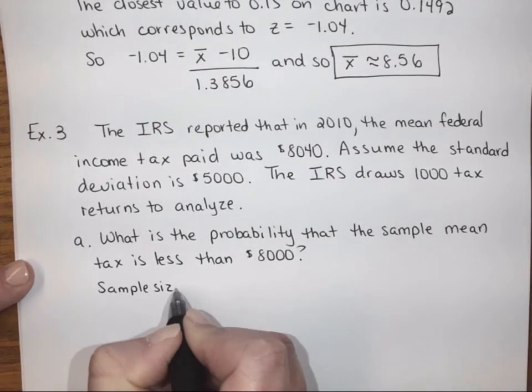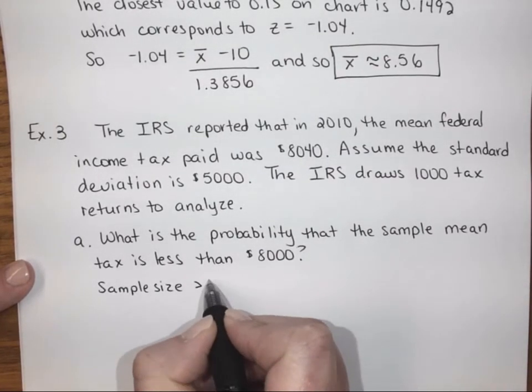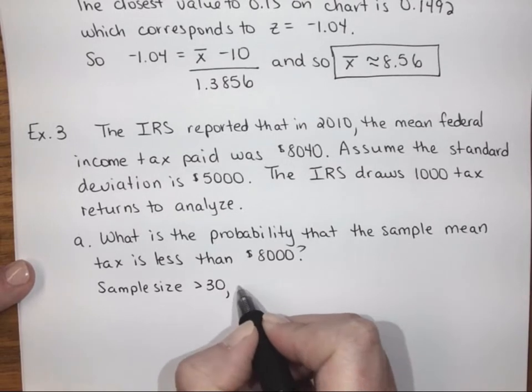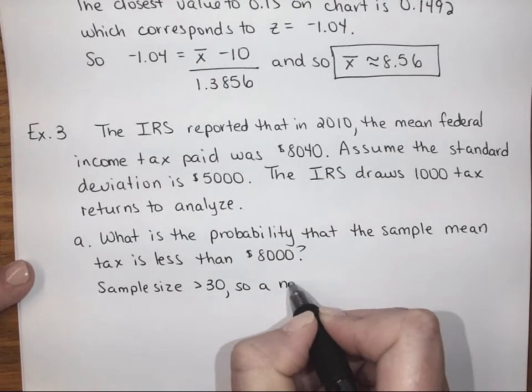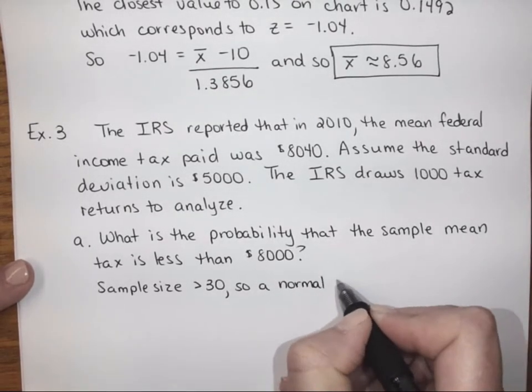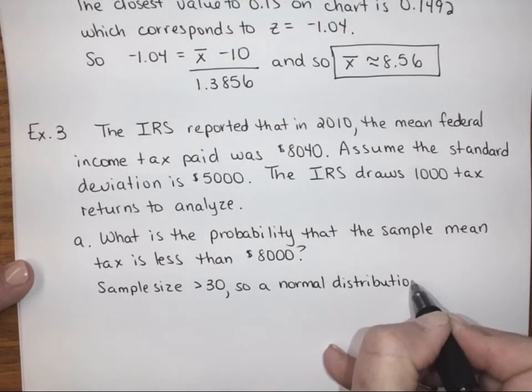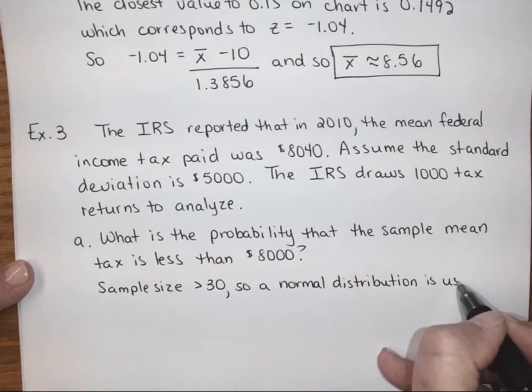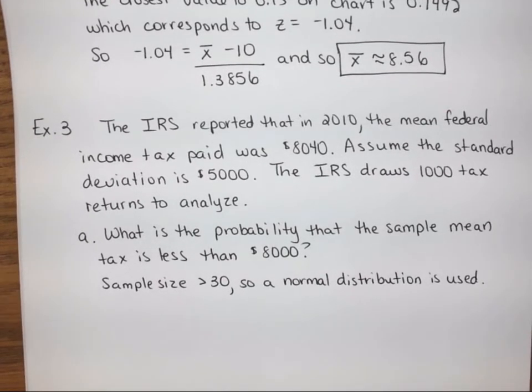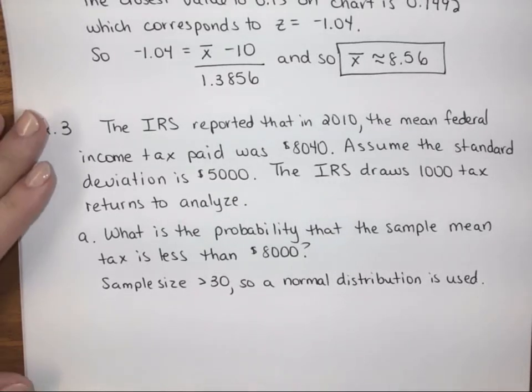The first thing is, you need to mention this. The sample size is definitely bigger than 30, right? It's 1,000, so we can use a normal distribution. You might have some questions on Math Connect where it says, is it appropriate to use the normal curve or not, before you ever get started? If the sample size is not bigger than 30, you're just going to choose no, and that'll be the end of that question. But this time the sample size is plenty big enough. It's definitely more than 30.